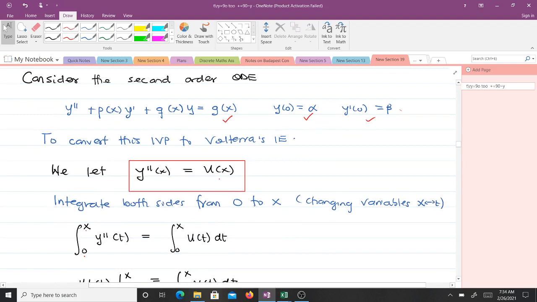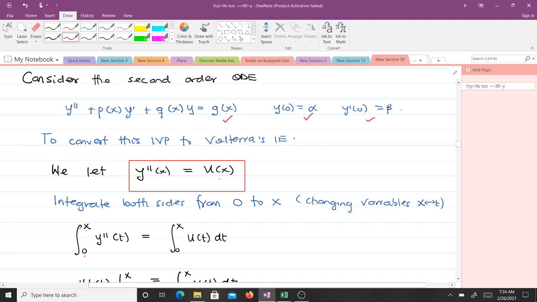of x, a function u, the highest occurring power in our ordinary differential equation. You can see here the highest power is y prime prime, the highest derivative. So that means y prime prime of x will be equal to u of x.